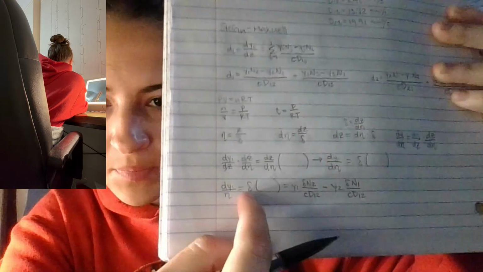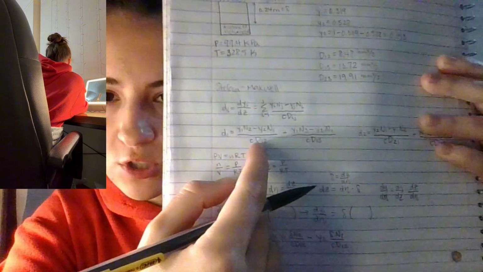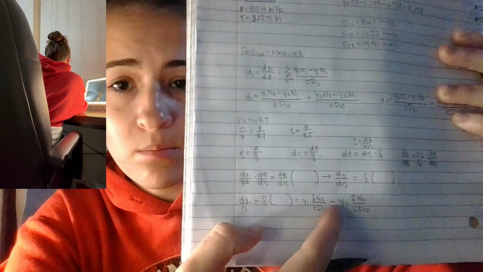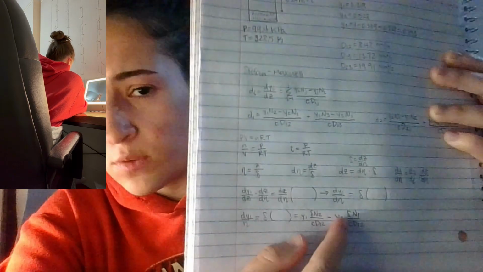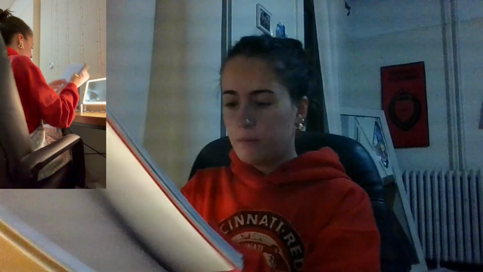So all that I did is I pulled that y1 to the front of our fraction, distributed our delta into the n2 all over the concentration and the d12, and then I just did the same thing for the second value right here. I pulled that y2 in front, distributed the delta, and then left the rest the same. So now we'll do the same thing for the second term right here.